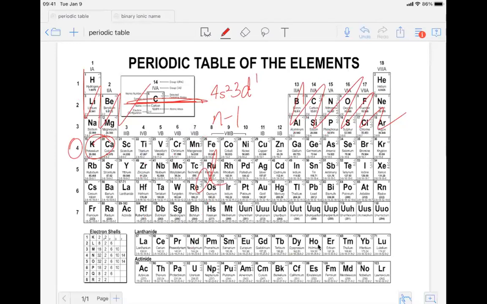Okay. Now, second thing, because I told you there's 3, maybe 4 things. Second thing is the F block. The F block is equal to n minus 2. So the F block is in period 6 and period 7, but they're going to be 4f and 5f, n minus 2.